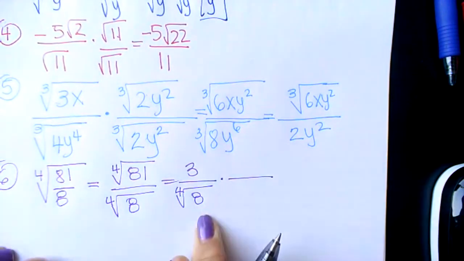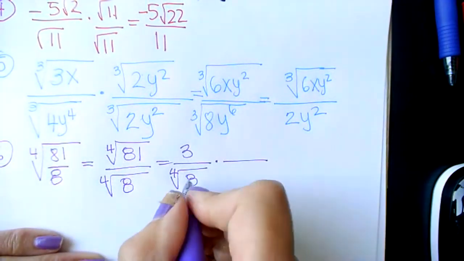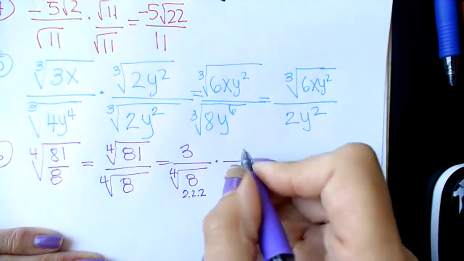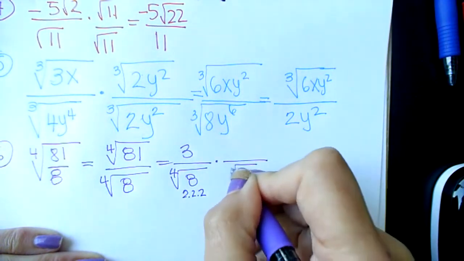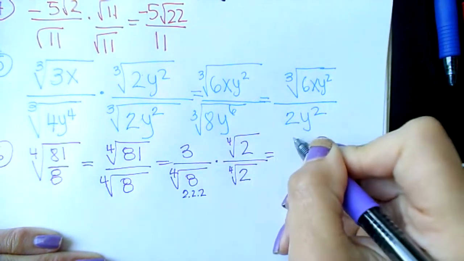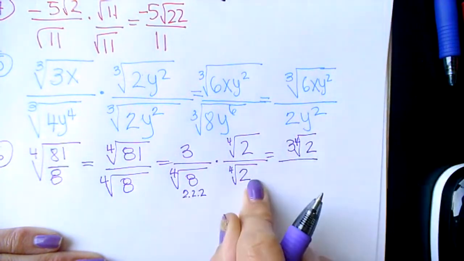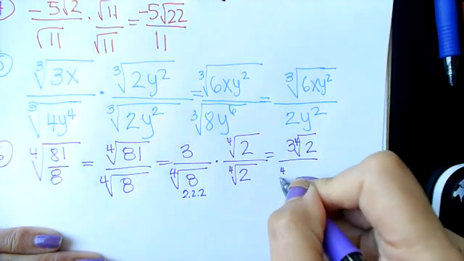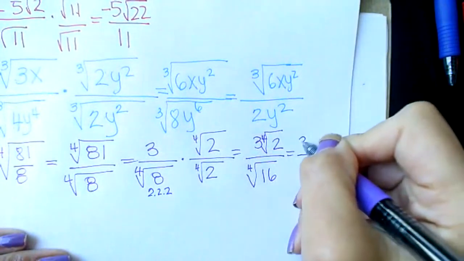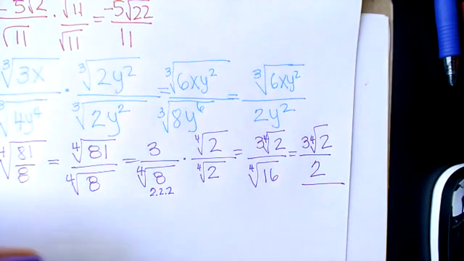Now, what do I need to multiply to make it a perfect one? Right now, we have 2 times 2, 4. 4 times 2, 8. So we just need another 2, right? So the top is going to be 3, the 4th root of 2. And what do I get here? 16, right? And we know it's going to be 2 on the bottom, 4th root of 2. All right.